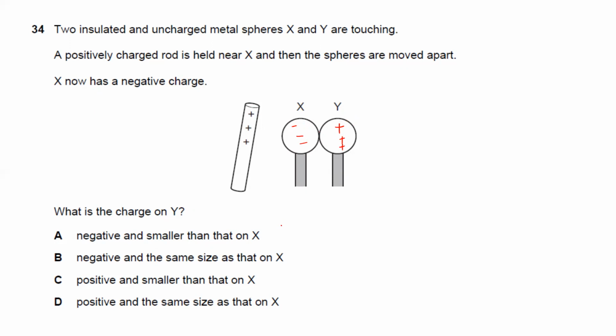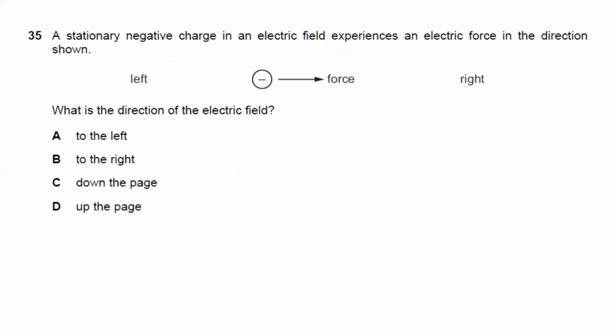Negative and smaller than X, no. Negative and same in size as X, no. Positive and smaller than that on X, no. Positive and same in size as that of X, yes, because this is how electrostatic induction takes place. Answer D is the right choice.